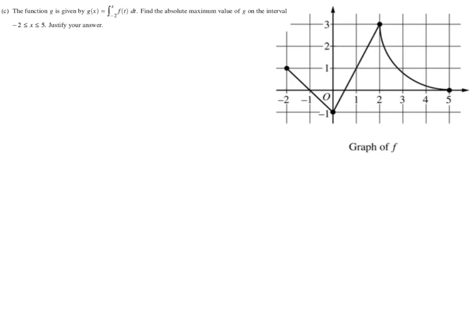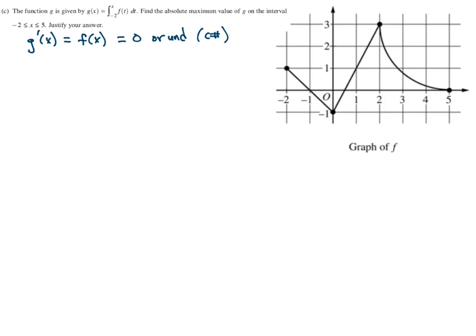And for part C, they give me a function g defined as an integral expression. So g of x equals the integral from -2 to x of f of t dt. They want me to find the absolute max value on that interval from -2 to 5. So for this one, if we're finding an absolute max value, I would build a table. The table would include both endpoints and any critical numbers. So the critical numbers are where the derivative of g, or g prime, would equal 0.